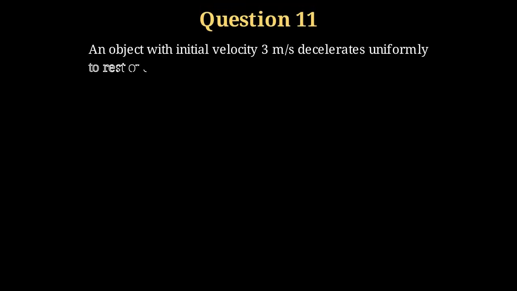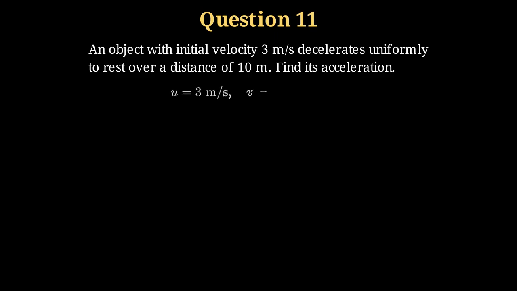Question 11. An object starts at 3 meters per second and slows uniformly to rest over 10 meters. Find its acceleration. Let's list what we know. Initial velocity u is 3. Final velocity v is 0 because it stops. And the distance s is 10 meters.